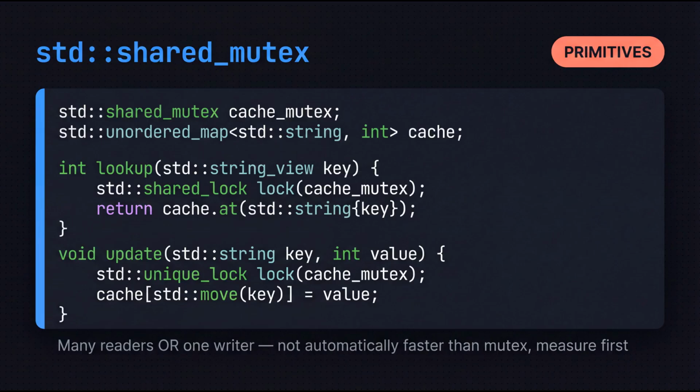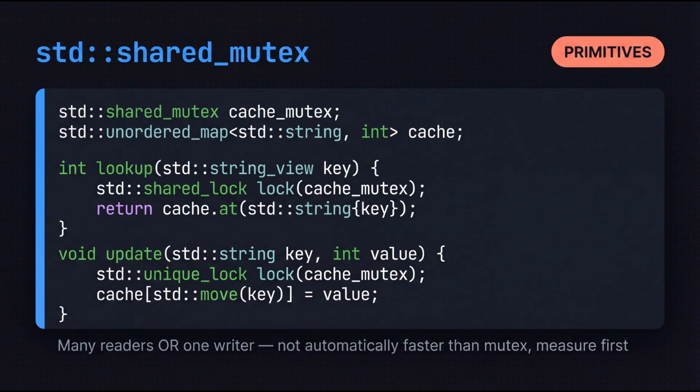Start with the rule. Shared mutex allows multiple readers or one writer at a time. In this cache example, lookup acquires a shared lock. Multiple threads can read simultaneously. Update acquires a unique lock. Only one thread writes, and all readers wait. This is useful for read-mostly data structures where reads vastly outnumber writes.